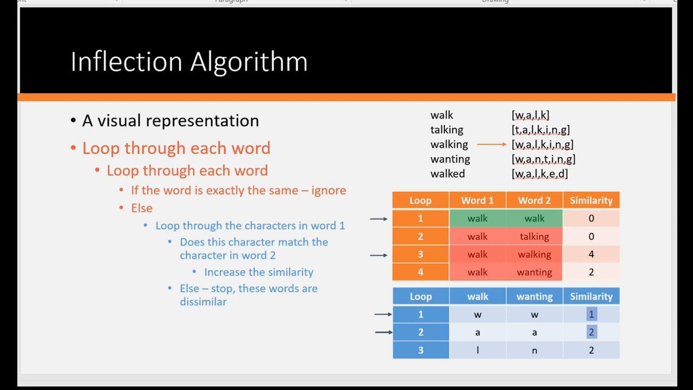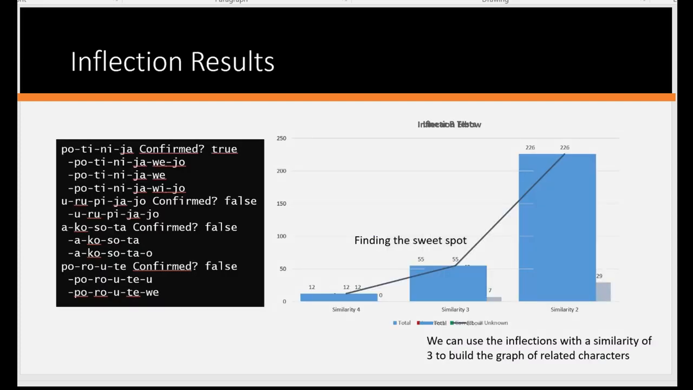So we increase the similarity by one because of W, two because of the A. And then it gets to L and N, so it's not similar, so it stops. So using this, we can apply it to Linear B.